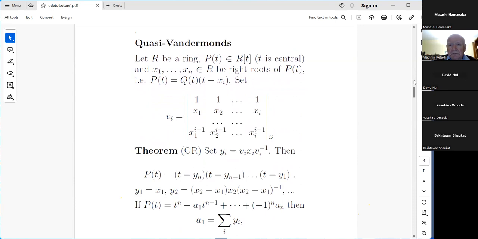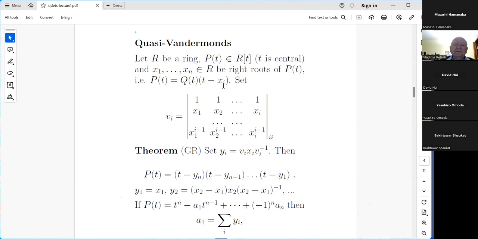Now, instead of A, I will consider R as a ring. Let me consider a polynomial over R, depending on T, where T is central, so it commutes with the coefficients. And suppose x1, ..., xn are right roots of P of T. What does it mean that they are right roots? It means that P of T is divisible from the right by T minus xi for every i. Or, if you take the coefficients of P of T and put powers of xi to the right, then you will have zero, basically the same.